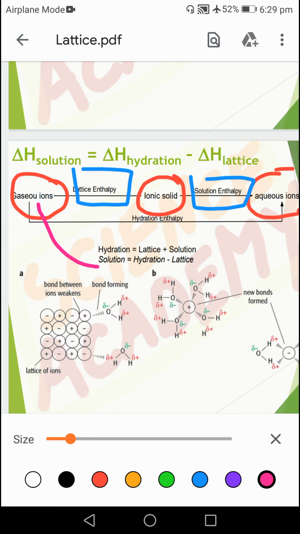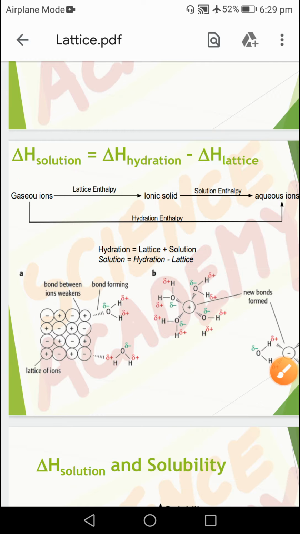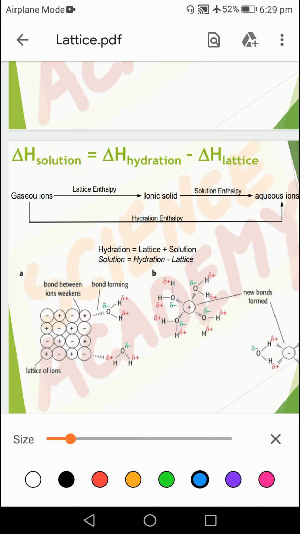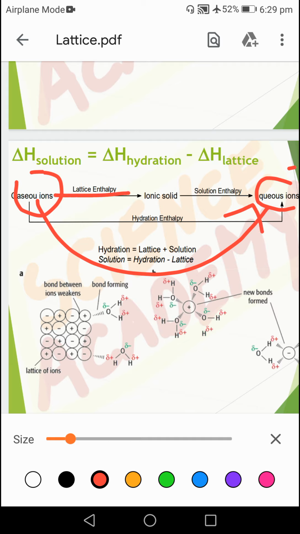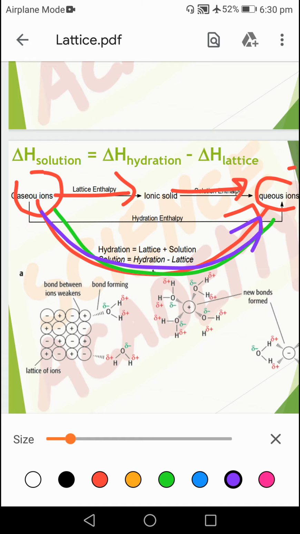If the gaseous ions are dissolved straight into water to form the aqueous ion, then what we are calling it is the hydration enthalpy. Okay, so the pathway from here to here, the starting is the gaseous ion and the ending is the aqueous ion, maybe the direct process or the stepwise process. So according to Hess's law, what is the rule? If the starting and the ending point of a reaction is the same, then the enthalpy change would always be the same, no matter whether the reaction occurs through one step or through multiple steps.